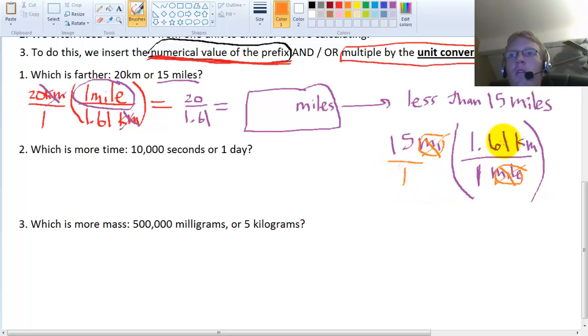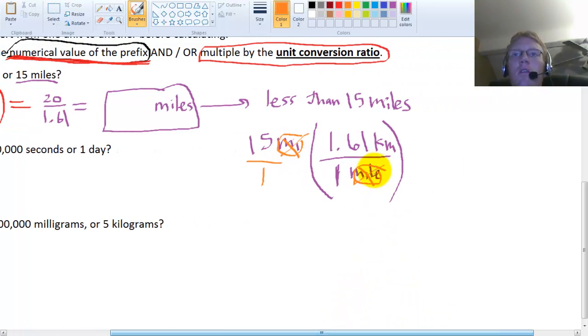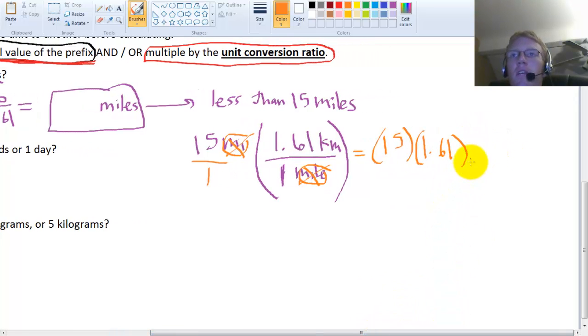So 15 over 1. So here you're going to multiply 15 times 1.61. And again, I don't have a calculator, unfortunately. But whatever you get there, that's going to equal some number of kilometers. And that number is going to be greater than 20. I know that much.